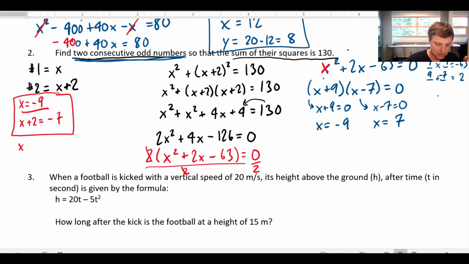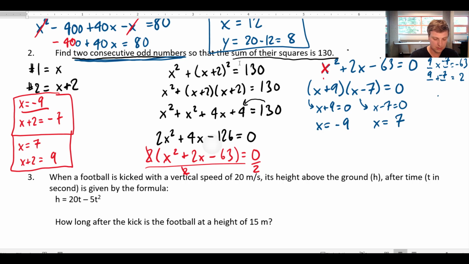But let's also check this one. What about if x equals 7? Well, if x equals 7, then x plus 2 equals 9. And I know those are going to work too. So there's two possible solution sets. We've got the numbers -9 and -7. That is one solution. And the numbers 7 and 9.